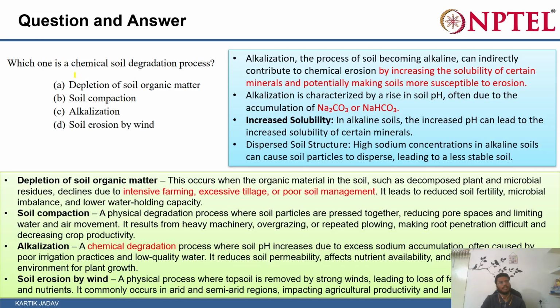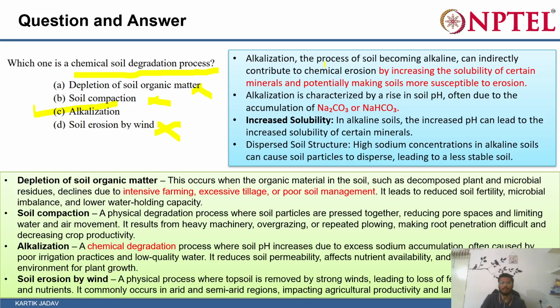Which of the following is a chemical soil degradation process? So we know that there is physical degradation and chemical degradation. Among these, depletion of organic matter, soil compaction, no, this is also correct. Erosion by wind, that is physical. So alkalization is the correct answer.